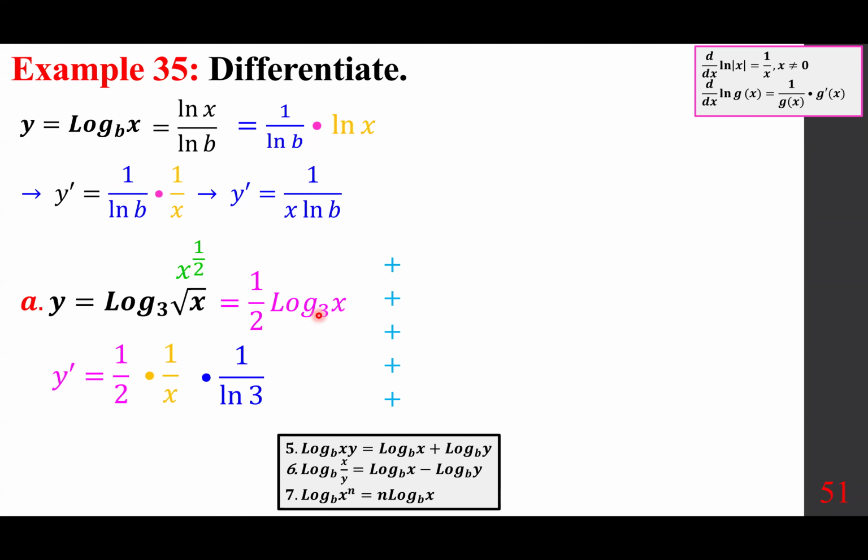So one more time, 1/2, the number was there. Log gives you 1 over x. Because the base is not e, 1 over ln 3, put them together, 1 over 2x ln 3.